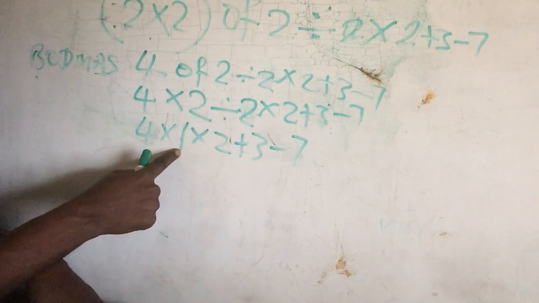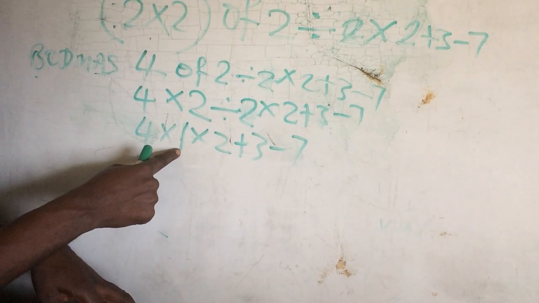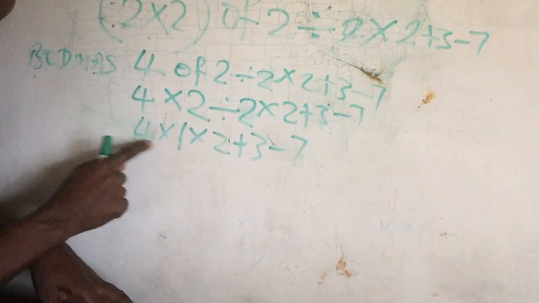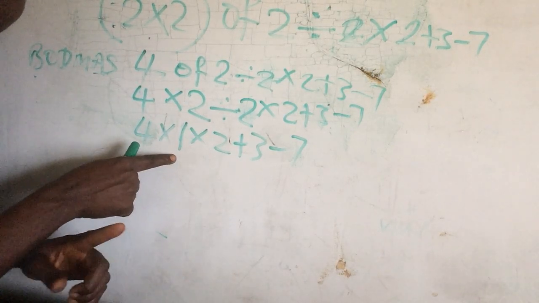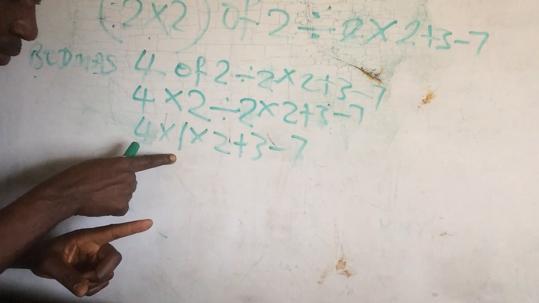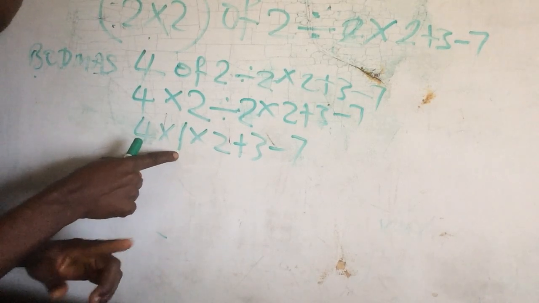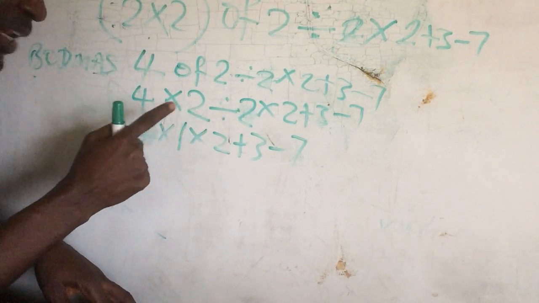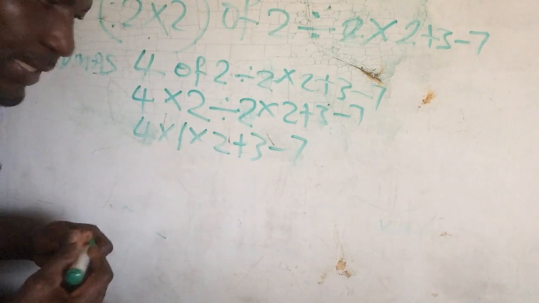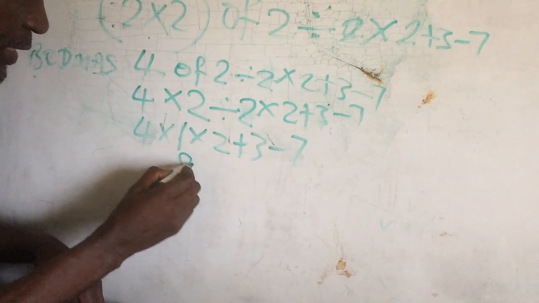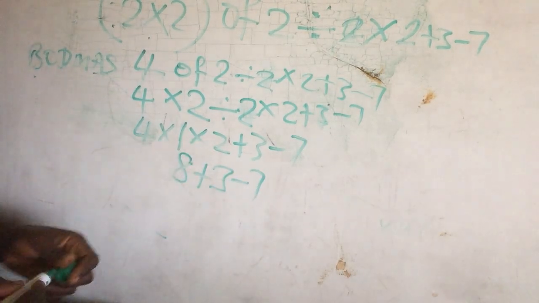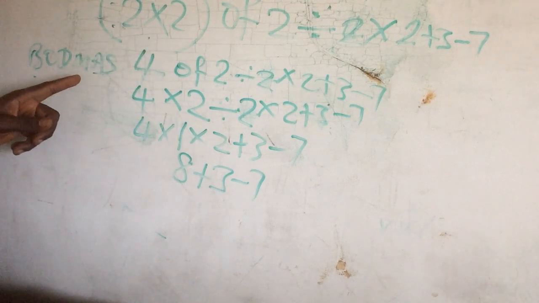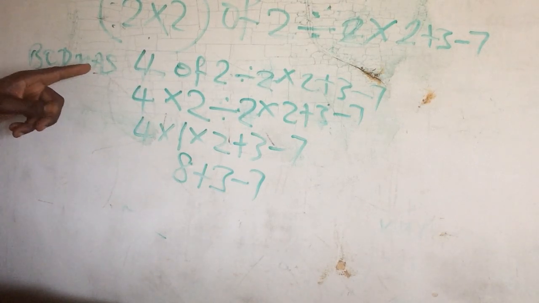4 times 1 is, sorry, 4 times 1 is 4, right? 4 times 1 is what? 4, not 1. Then 4 times 2 is what? 8. You now say 8 plus 3 minus 7. So next one is addition.